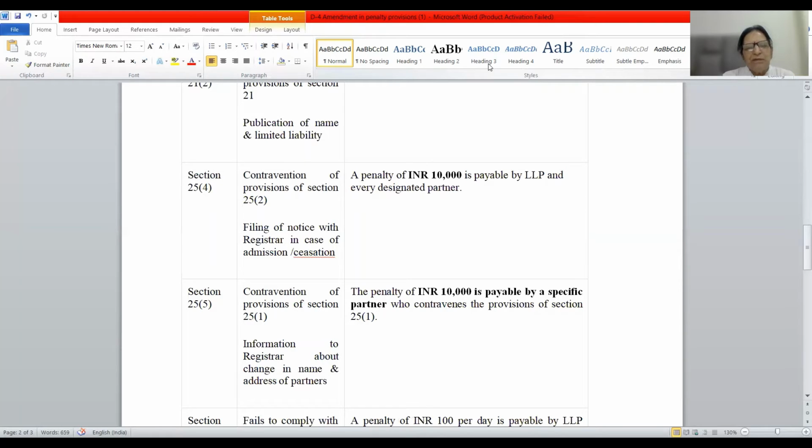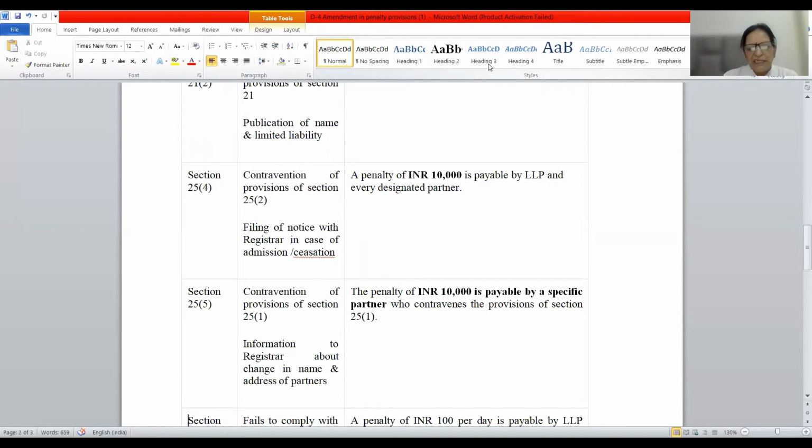So whether it is admission or cessation, notice has to be filed with the registrar. Changes are to be informed to the registrar. And if there is contravention of that, then there is a penalty of rupees 10,000, which is payable by LLP and every designated partner. So already I have told you, friends, that all designated partners are liable for all non-compliance. Okay, their liability is more.